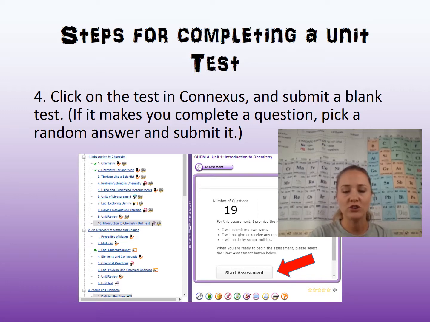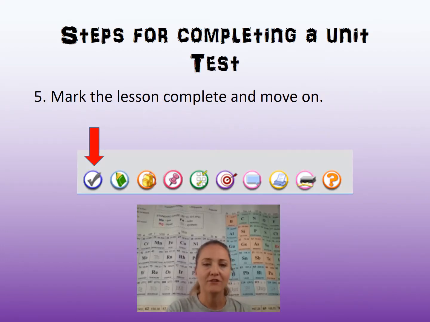What I want you to do is submit a blank test in Connexus. Sometimes it won't let you do that, so just pick one random answer to a question and submit that test blank. Step 5, after you've submitted that blank test, you may go ahead and mark that lesson complete and move on to the next lesson. That way you don't have to wait on me to put the grade in, but I will do that as soon as possible.